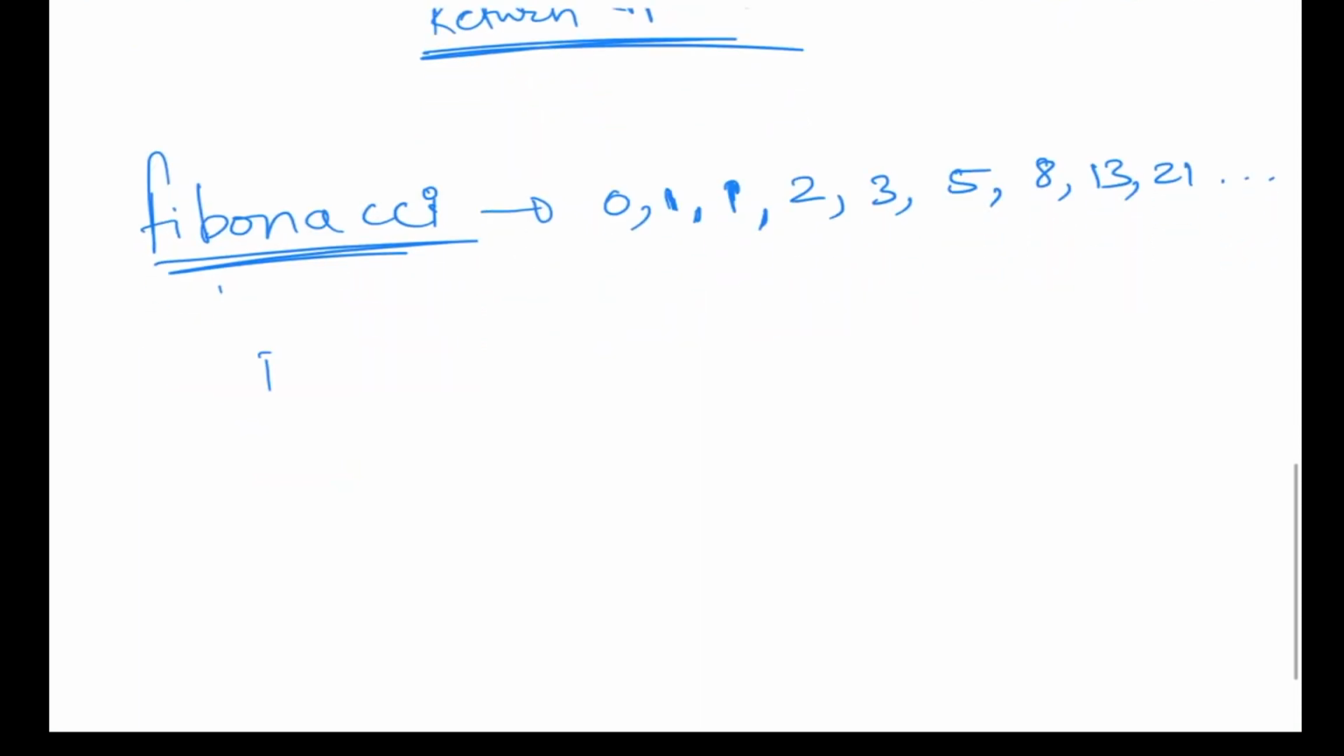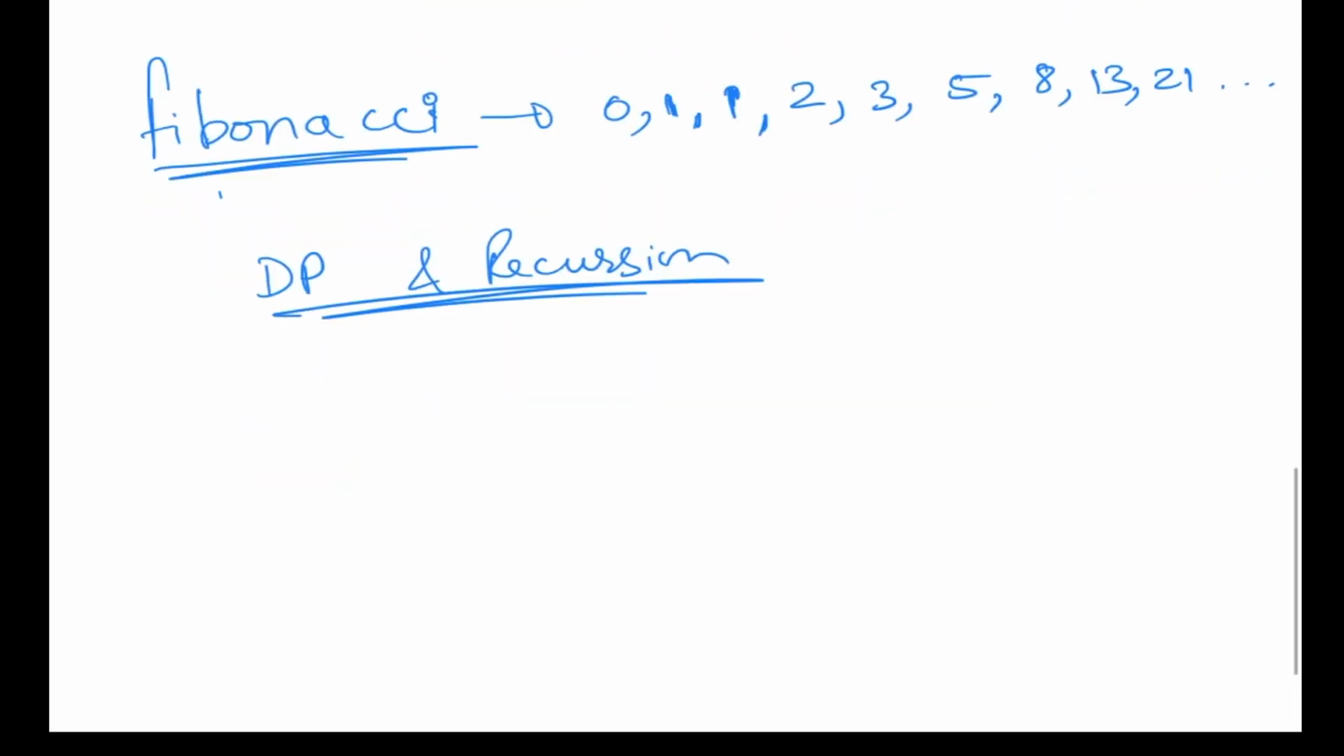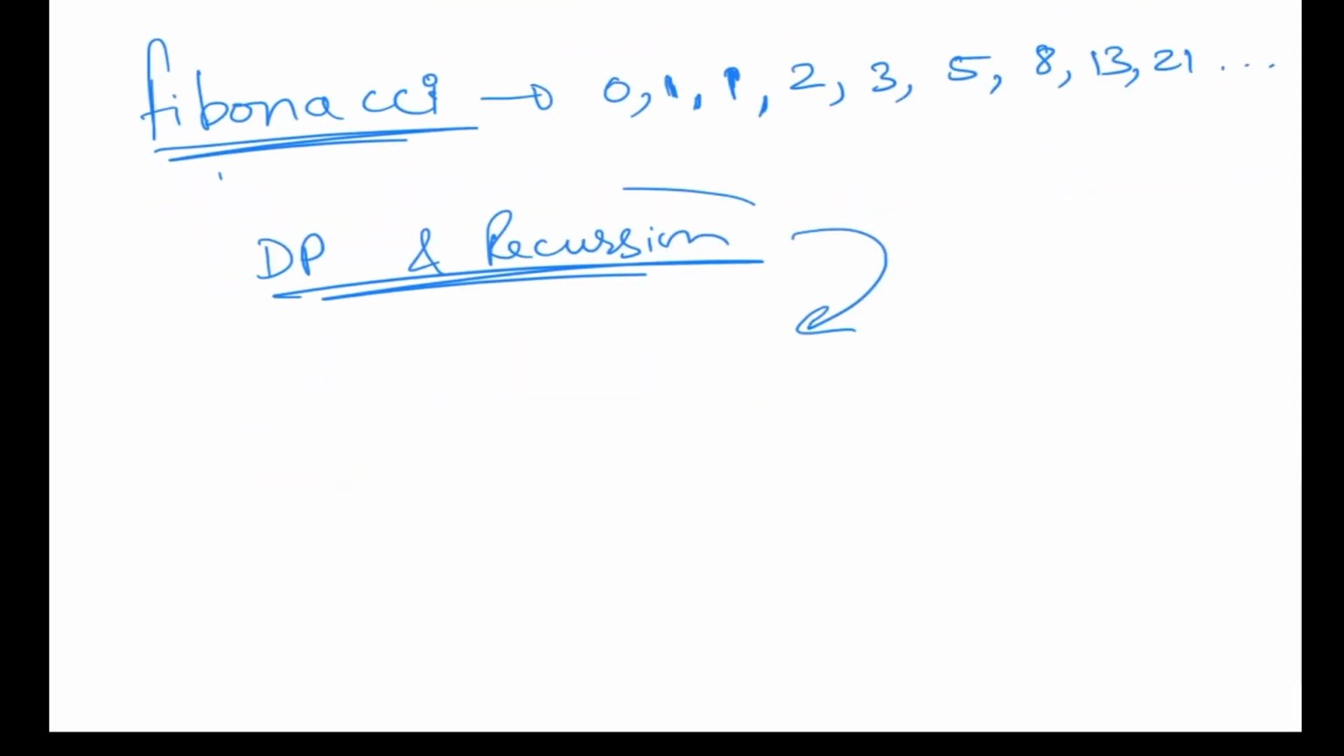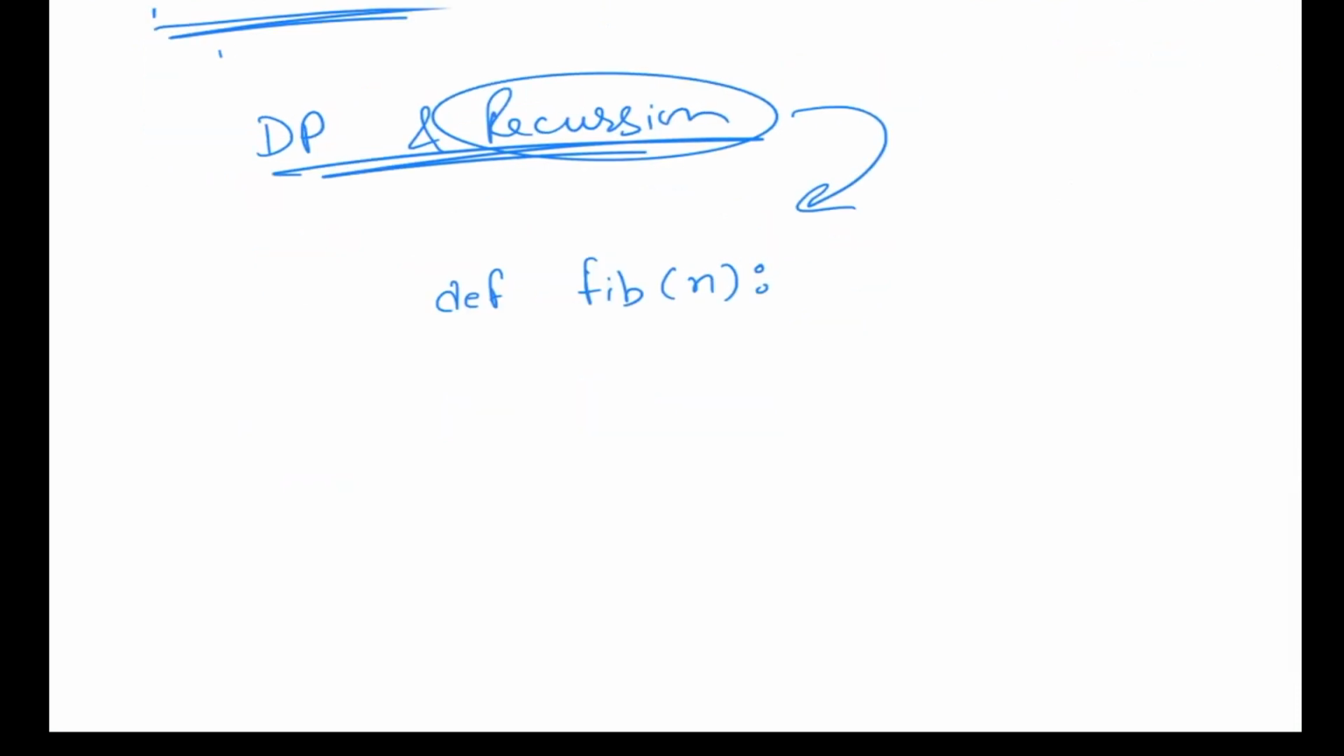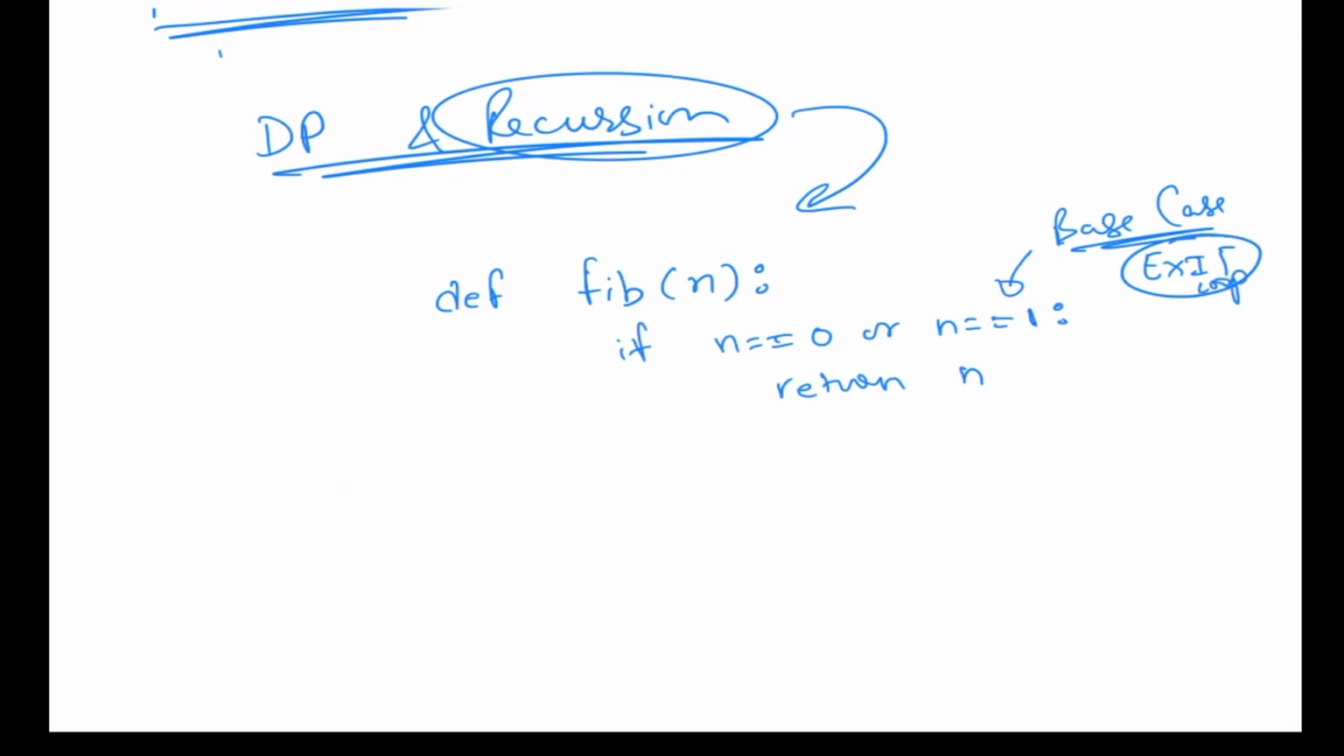Dynamic programming and recursion are often linked quite closely. Recursion leads to a wastage of a lot of time, and dynamic programming saves that for us. I'm now going to define a function fib which takes an input and returns the nth element of the Fibonacci sequence. If n equals 0 or 1, I'm just going to return n. It's the base case, because we need something to exit, or else the recursion will happen infinitely.